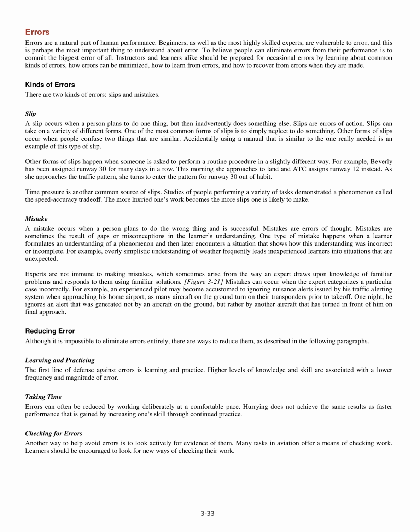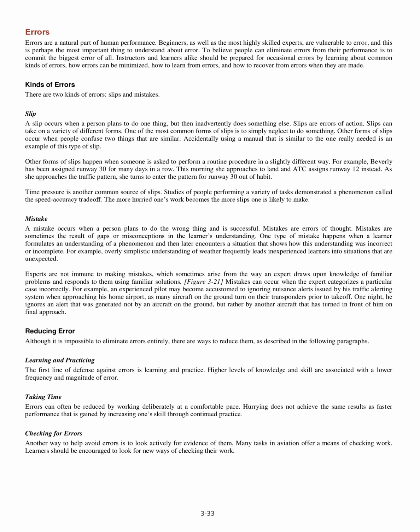Reducing error. Although it is impossible to eliminate errors entirely, there are ways to reduce them, as described in the following paragraphs. Learning and practicing. The first line of defense against errors is learning and practice. Higher levels of knowledge and skill are associated with a lower frequency and magnitude of error. Taking time. Errors can often be reduced by working deliberately at a comfortable pace. Hurrying does not achieve the same results as faster performance that is gained by increasing one's skill through continued practice.